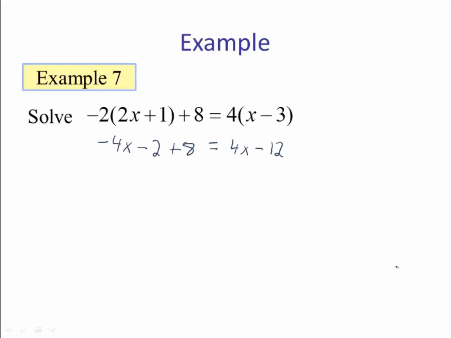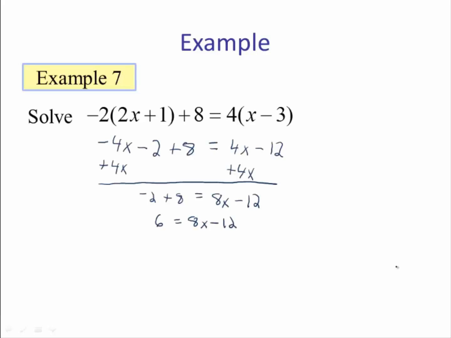Now we have variables on both sides, so we need to move all the variables to one side. I'm going to move this negative 4x to this side of the equation. So I have to add 4x. And if I add 4x to this side of the equation, I have to add 4x to this side. This gives us negative 2 plus 8 equals 4x plus 4x is 8x minus 12. These are like terms, so we can combine them and we get 6.